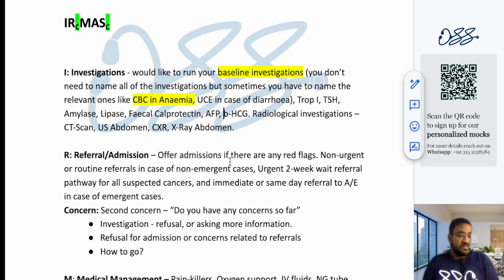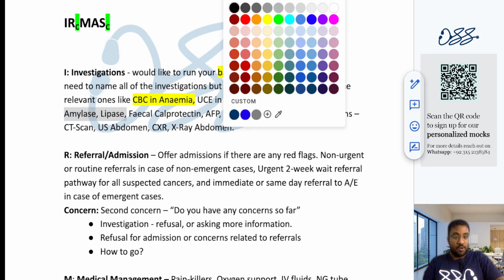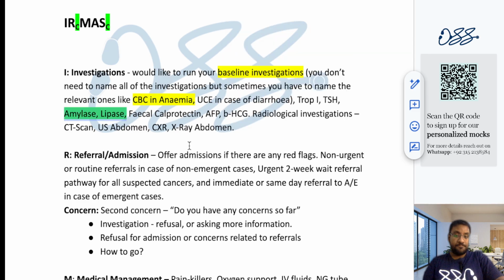For example, troponin in the case of myocardial infarction. Any thyroid disorder may require you to ask about TSH. In the acute pancreatitis case that we discussed earlier, you may want to offer serum amylase and serum lipase. Beta HCG, alpha fetoprotein if you're suspecting cancers. Beta HCG if you're suspecting pregnancies. And then the radiological investigations as well.